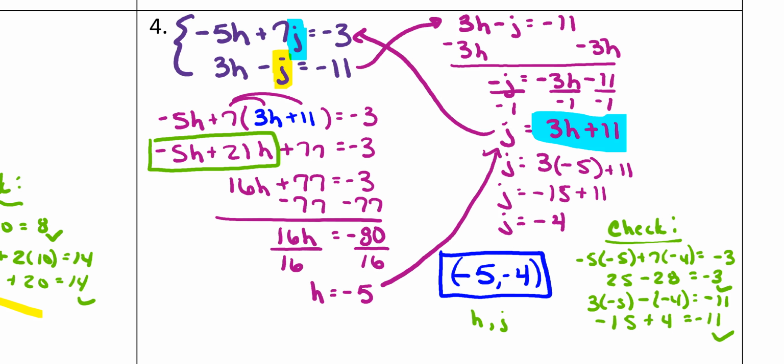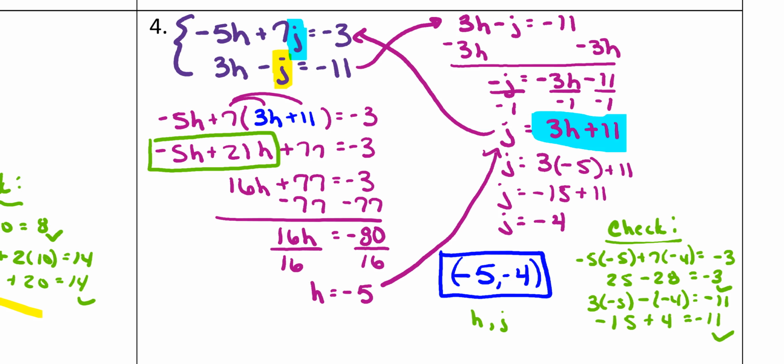Again, if you selected one of these others, it will work, but you're going to be working with much nastier numbers. So notice when I solve for j, I end up with 3h plus 11. So now plug it in for j, and when I solve for h, I get negative 5 using my algebraic equation skills. Then plug h back into j, so it's 3 times negative 5 plus 11, and then that gives you a negative 4 for j.